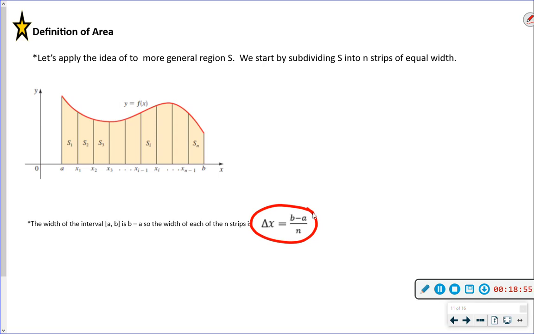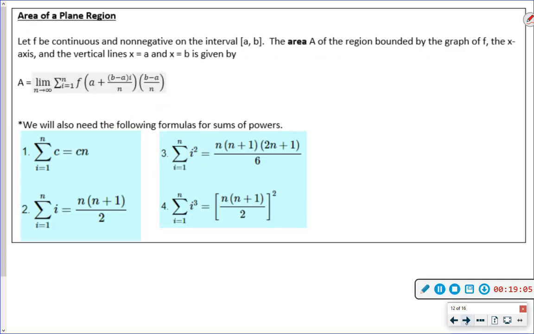So you're going to subtract your interval value, so it might be from like 2 to 7, so 5 when you subtract it, and divide by n, your number of strips. Okay, this looks crazy, I know. This is all the same that's on the board. I just put them here so they're in front of you again. So the formulas at the bottom are the same. We're going to use those today.